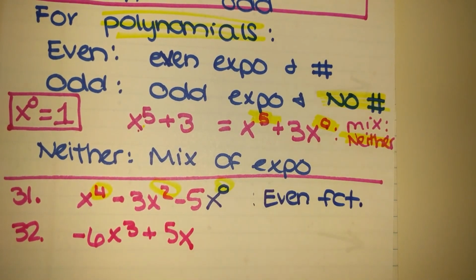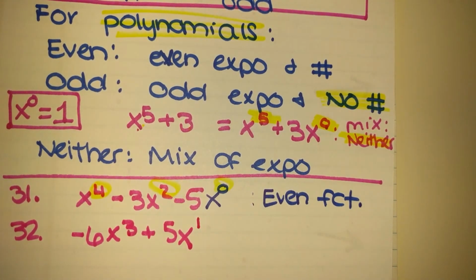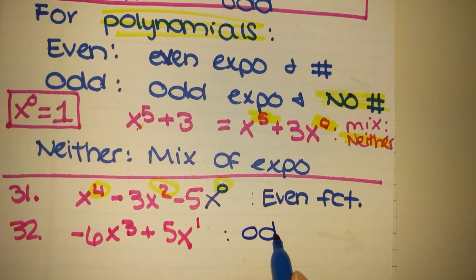Now, if you look at number 32, in contrast to that, you have negative 6x cubed plus 5x. Here again, if you have to put an exponent on everything, you would have a 3, you would have an x to the first. Everything has an odd exponent, so that would be an odd function.